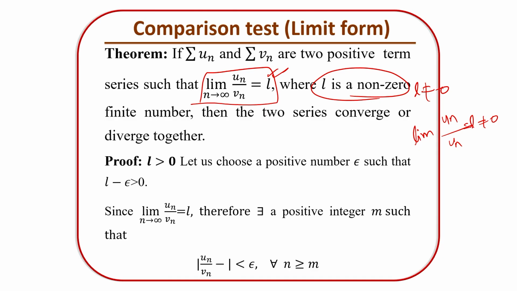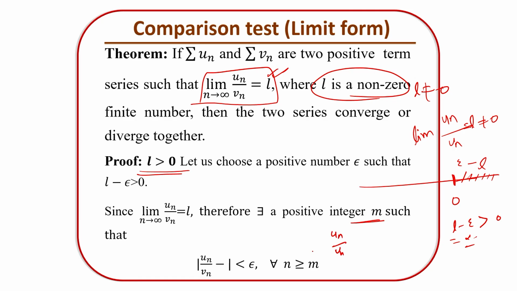So how to prove this? Case 1, where we consider L greater than 0. If I choose here 0 and here L, then since L is greater than 0, I can subtract some epsilon and have L minus epsilon still greater than 0. Let us name it alpha. So L minus epsilon is alpha. Taking the limit of un by vn equal to L, therefore there exists a positive integer m by definition.